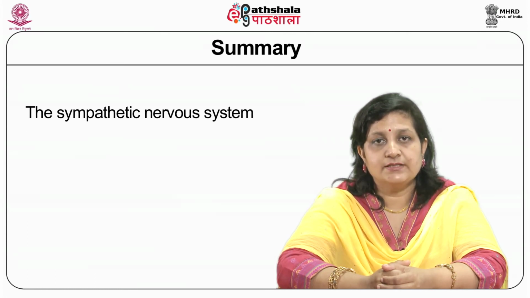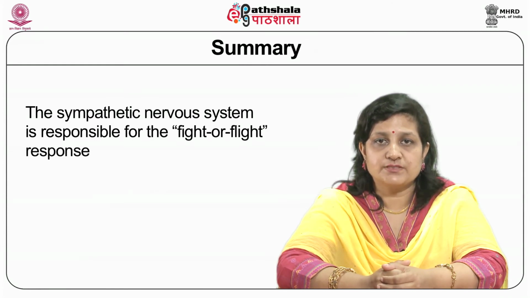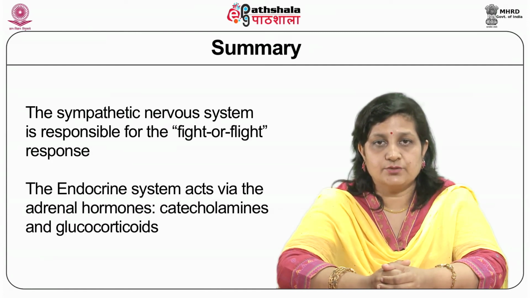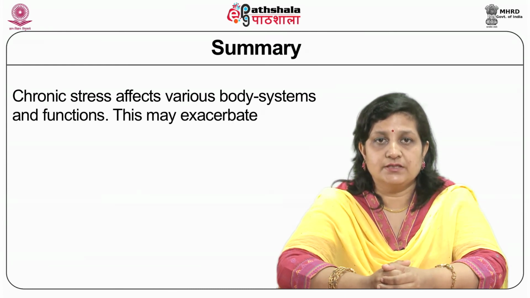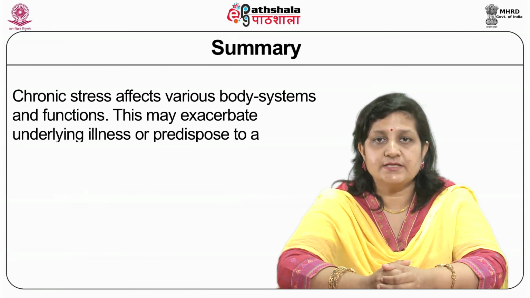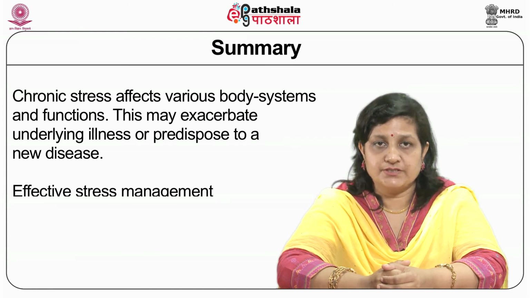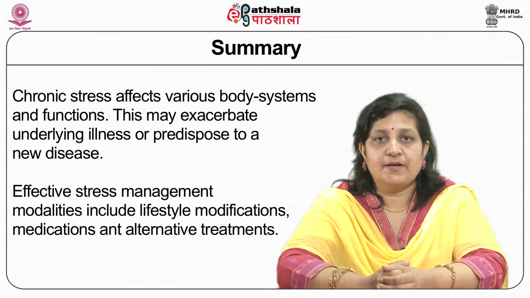And of the nervous system, the sympathetic nervous system is responsible for the famous fight or flight response. The endocrine system acts via the adrenal hormones, the catecholamines and the glucocorticoids. And chronic stress affects various body systems and functions. This may in turn result in exacerbation of an underlying illness or even predispose to a new disease. Effective stress management modalities include lifestyle modifications, medications and alternative treatments which are available.